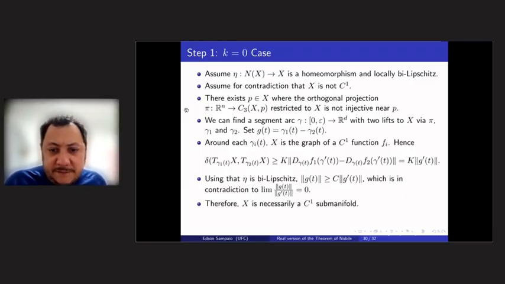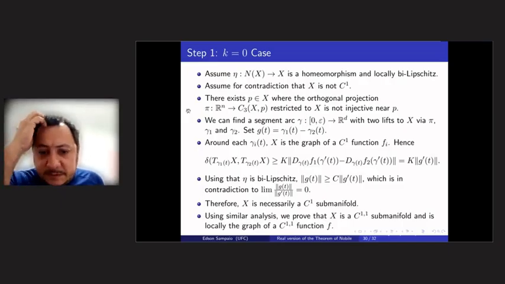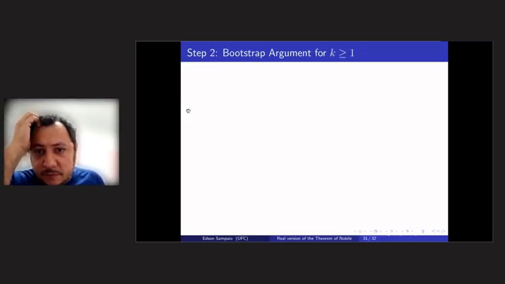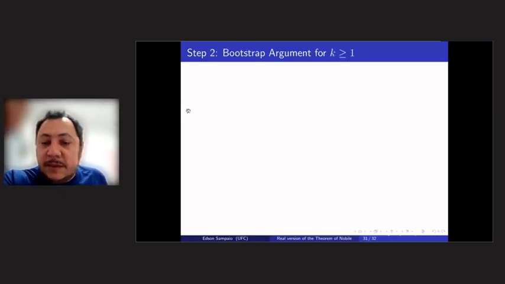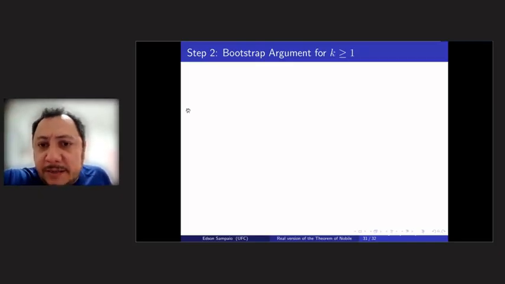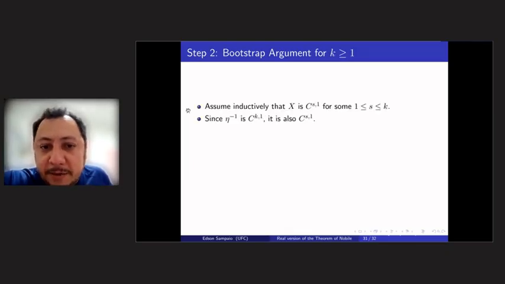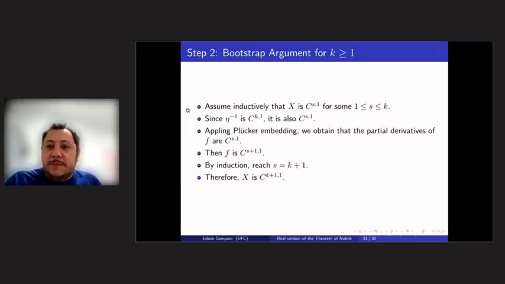I don't have much time for this, because the way to increase the regularity has similar strategies, and as I explained, for k greater than 1, we have to use some bootstrap argument using the embedding. I don't have time for this because my time is up.